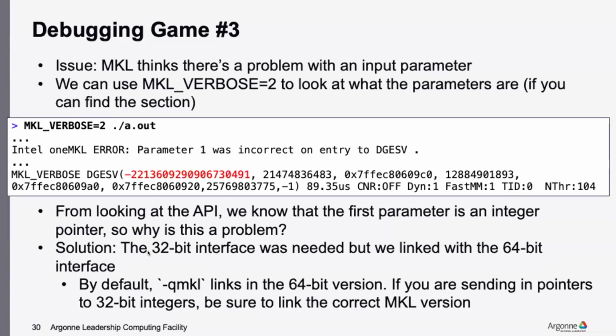The problem was we were linking to the 32-bit interface when we needed to link with the 64-bit interface. This is really only important if you're using integer pointers for things. So by default, oneMKL is linking in the 64-bit version, but if you're sending it pointers to 32-bit integers, make sure you're linking to the correct MKL version. And we're happy to talk about that more if you run into issues with that.